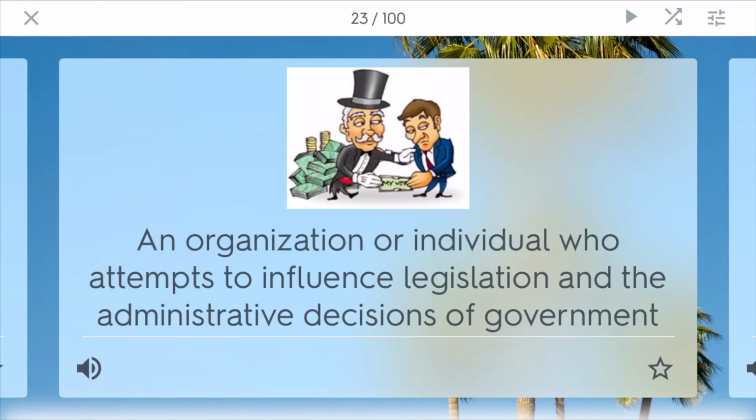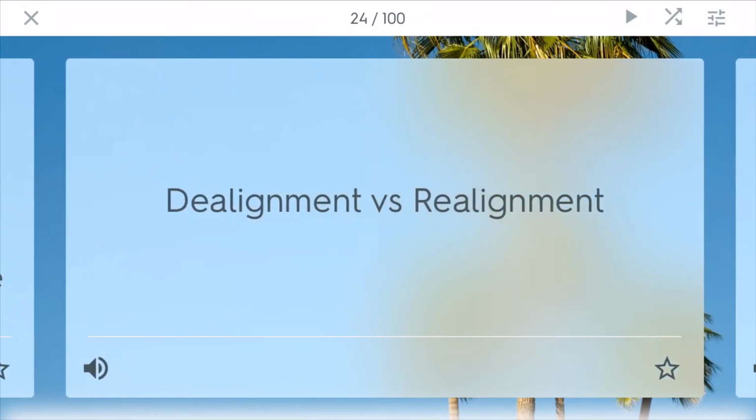Many times they're paid a lot of money to, in a sense, bribe officials to vote the way that they want and what their interest group is trying to promote.